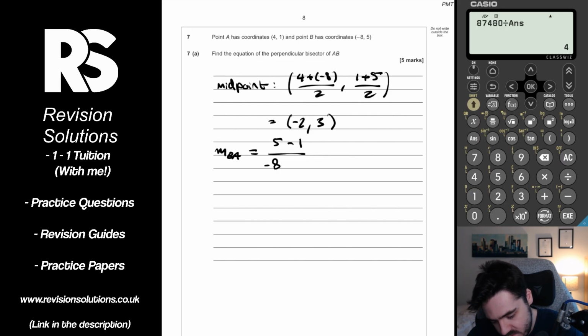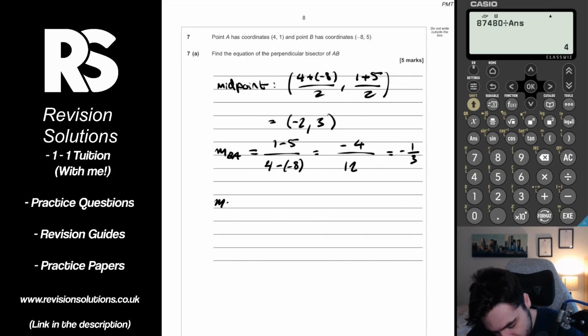Sorry, I'm doing this the wrong way around. Let me write it out again, sorry. We're going 1 minus 5, because we're going down by 4, and then it's going to be 4 minus minus 8, excuse me, because we're going to be going along by 12. That would be minus 4 over 12. Or if we simplify that, that's minus a third. That means the gradient of our perpendicular is going to be the negative reciprocal, so just 3.